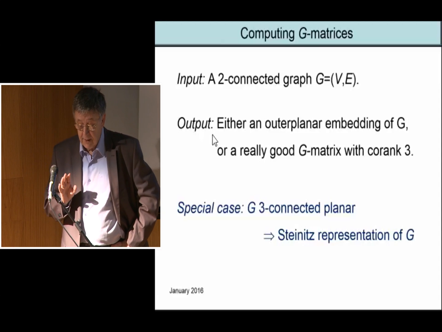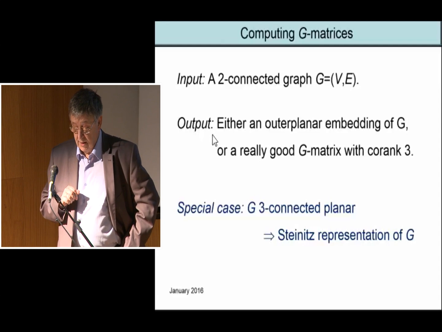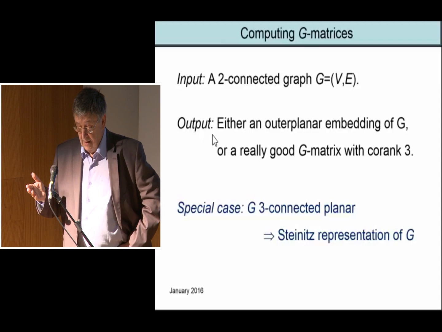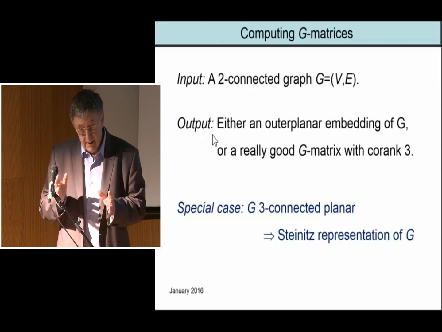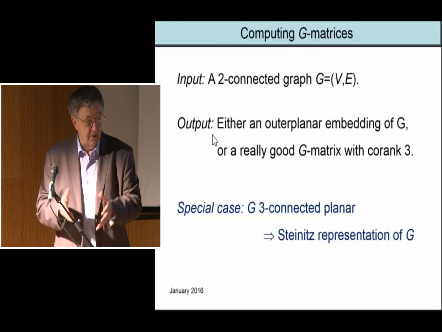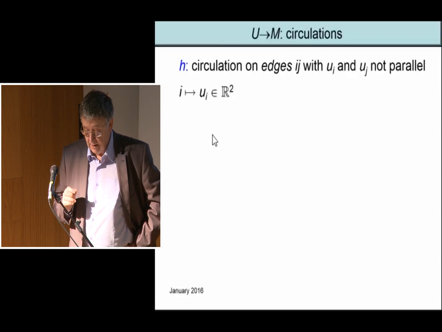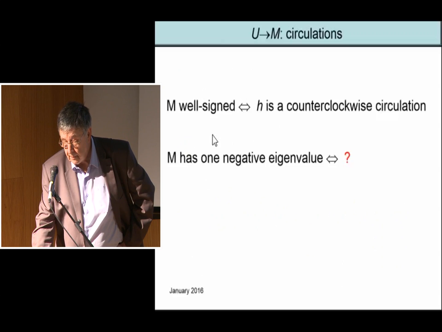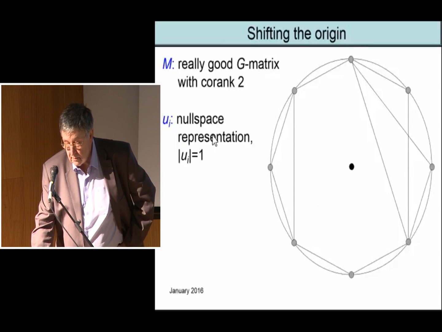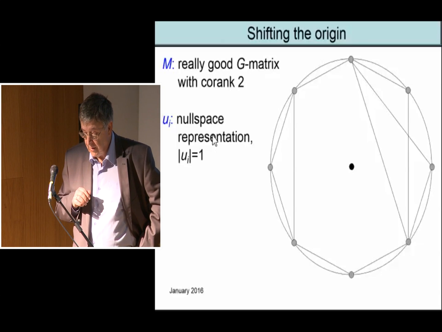Now, let me remark that this is not completely uninteresting, because as a special case, if you apply this to a 3-connected planar graph, then it actually gives you a really good G matrix with corank 3 that gives you a representation in 3 dimensions. And from earlier results, we know that this representation is automatically a convex polytope. So this does construct a convex polytope representation. There are other algorithms, but it's not a straightforward question how to construct a Steinitz representation of the graph. Well, I will skip this and I will only show you maybe just a very rough idea of the proof.